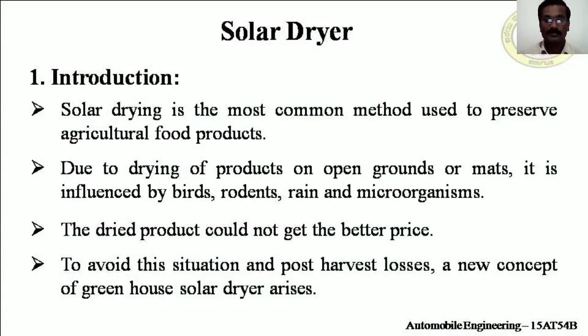So in the introduction, solar drying is the most common method used to preserve agricultural food products. Drying of products on open ground or mats is influenced by birds, rodents, rain and microorganisms. The dried products could not get a better price. To avoid this situation and most harvest losses, a new concept of greenhouse solar dryers arose.